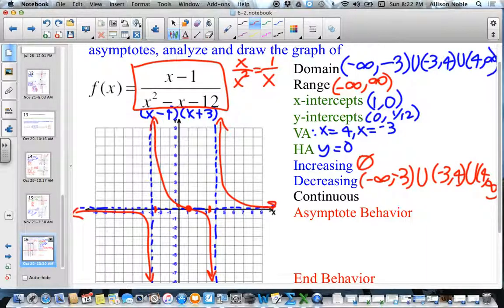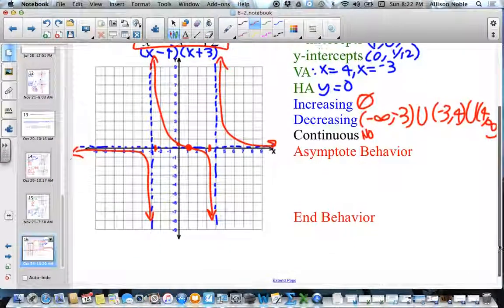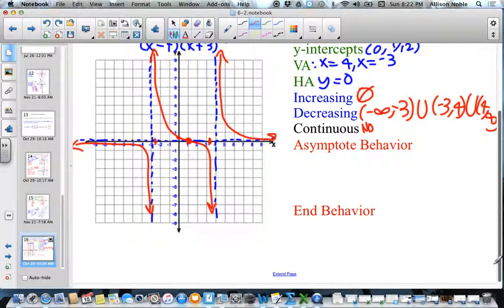And is it continuous? It is not continuous because there are vertical asymptotes. So if there are vertical asymptotes or holes, that means it's not a continuous function. So our asymptote behavior, since we have 2 vertical asymptotes, we are going to have 4 limits. The first one will be dealing with negative 3 and the other one with 4.